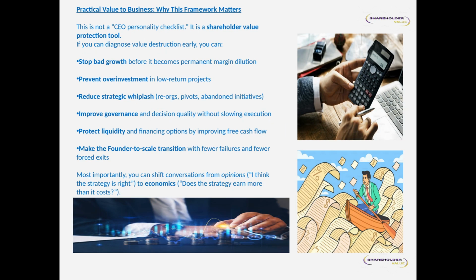This framework is designed to protect shareholder value, not to judge CEOs personally. By spotting signs of value destruction early, companies can avoid long-term harm like margin erosion from bad growth or wasting resources on projects with poor returns. It also helps reduce strategic confusion caused by constant reorganizations or shifts, and supports better governance and decision-making without slowing things down. Improving free cash flow through this approach can safeguard liquidity and financing options, which is especially crucial when a company transitions from a founder-led to a scaled business, reducing risks of failures or forced exits.